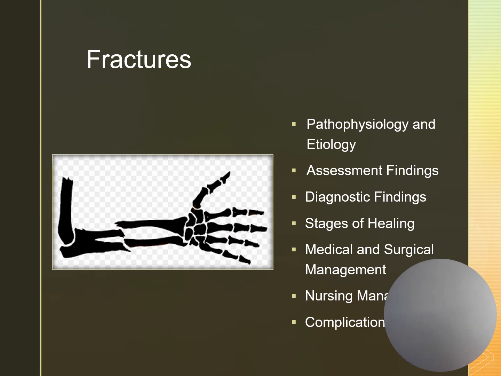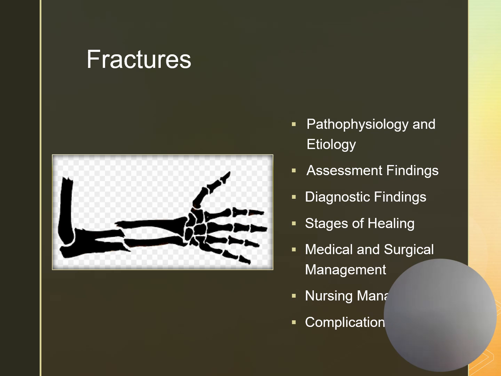So stages of healing of a fracture. First of all, we have a hematoma formation. This begins immediately after that bone is fractured and blood seeps into the area and it forms that hematoma or that blood clot. Fibrocartilage formation happens about a week after the fracture, where osteoblasts form and the clot begins to retract.